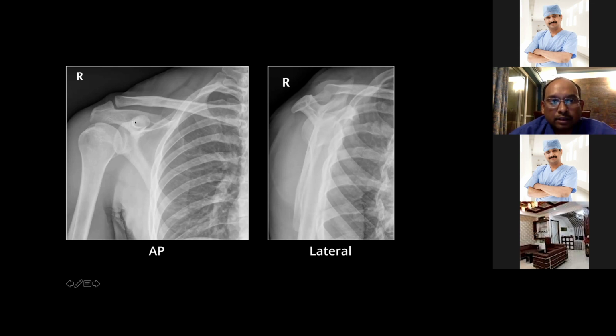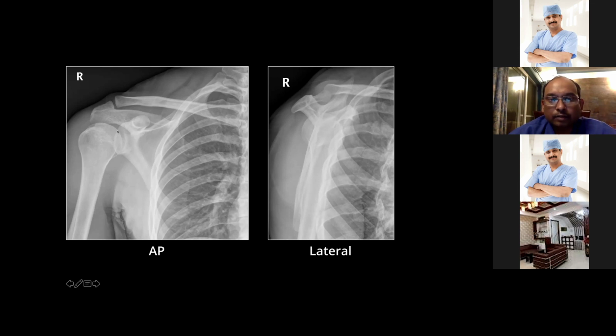Then we have the coracoid process, which is anterior in the scapula. We have the acromion process, which forms the acromioclavicular joint with the clavicle. And then we have the body of the scapula, which is not a part of the shoulder joint. So when we are talking of a shoulder joint, we have to see the alignment of the glenohumeral as well as the acromioclavicular joint.